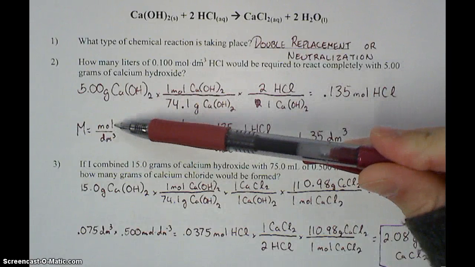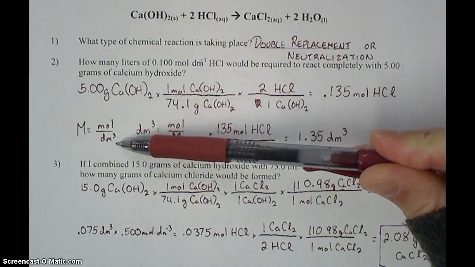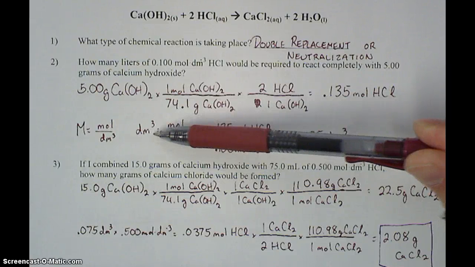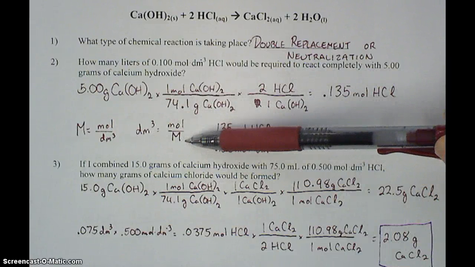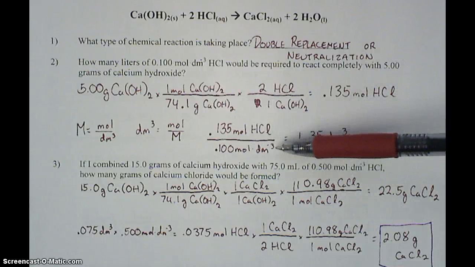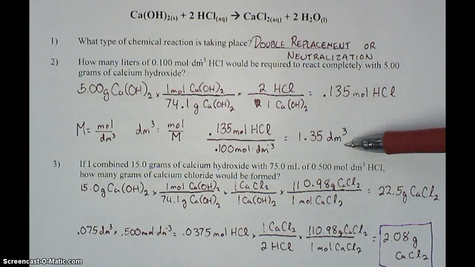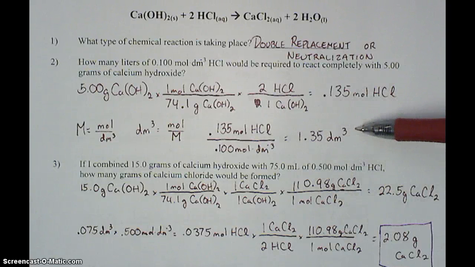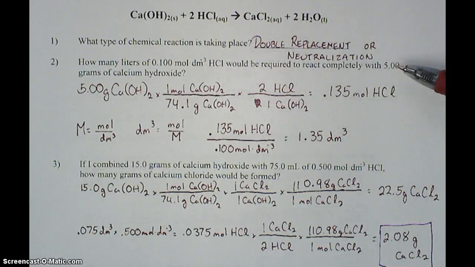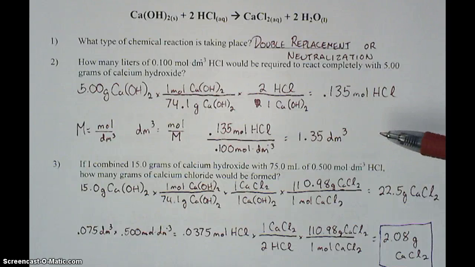Molarity is calculated by taking moles divided by cubic decimeters. If I rearrange that, I can figure out what volume I need if I have the number of moles and the molarity, which I happen to have. We just figured out the number of moles, and we have the molarity, and that gives us the volume. So this is the volume of HCl that we would need if the HCl has this concentration in order to react with 5 grams of calcium hydroxide.